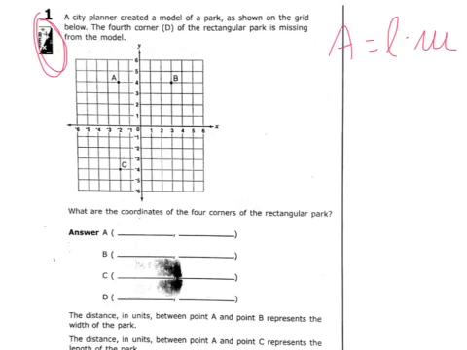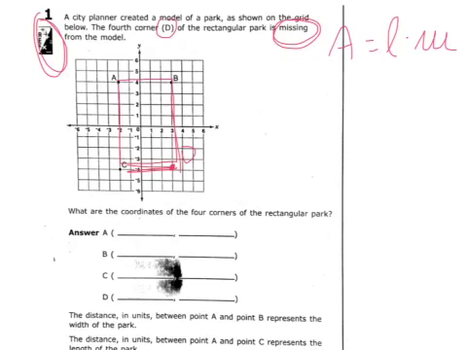It says a city planner created a model of a park as shown on the grid below. The fourth corner D of the rectangular part is missing from the model. I had one person that made this beautiful little cutout picture and got the area of that, and it was really good. But the problem is they didn't really follow the instructions. The corner D is missing. So the corner D, since it's a rectangle, goes right there, D. And then here is your rectangle. Oops, it doesn't really go on the lines, but you see what I'm talking about there.